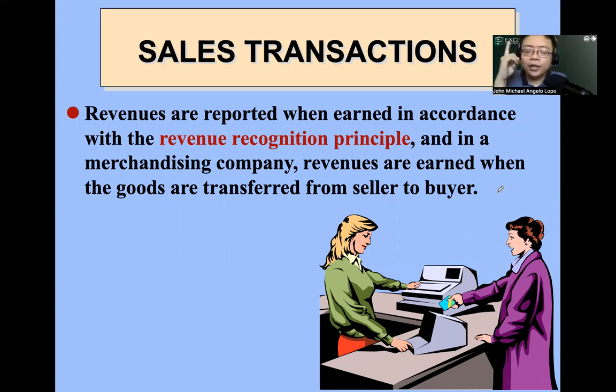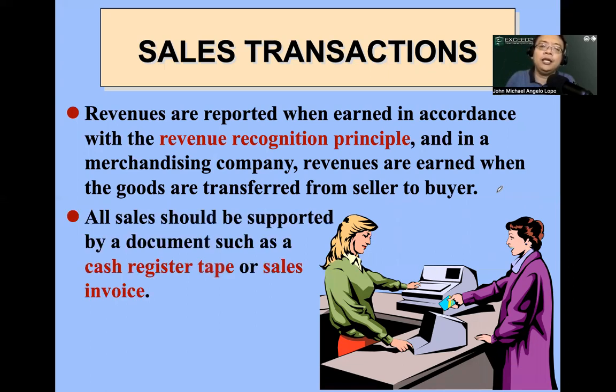How does that work? If you perform your services and if you sell the product, that's the point where you will recognize your revenue. All sales should be supported by documents such as a cash register tape or your sales invoice. So they should be supported by documents. Okay, class? So hopefully you understood.